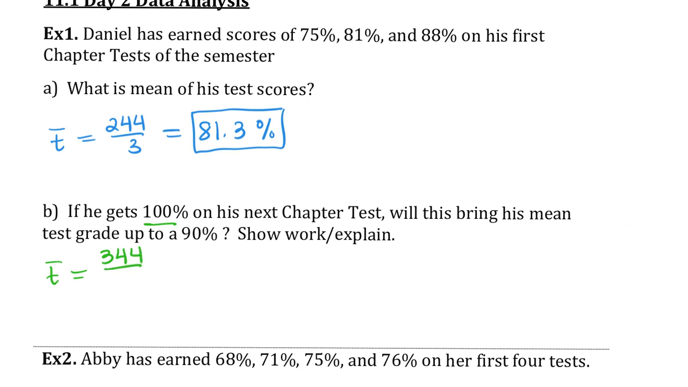Okay, but then I'm not dividing by 3 anymore because he had 1, 2, 3 tests. Now he has had 4 tests. So 344 divided by 4. So that's going to bring his test average up to an 86%, which helped, but he's still not to an A. Okay, example 2.